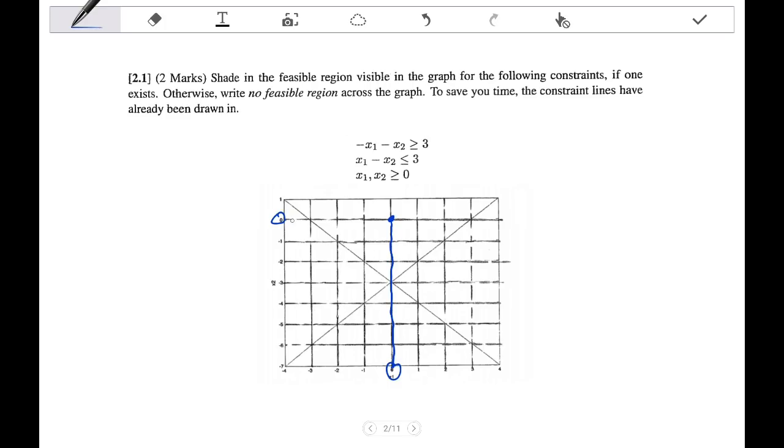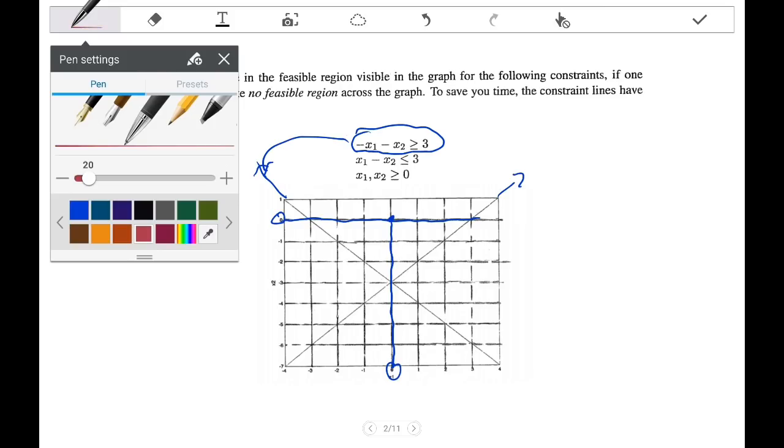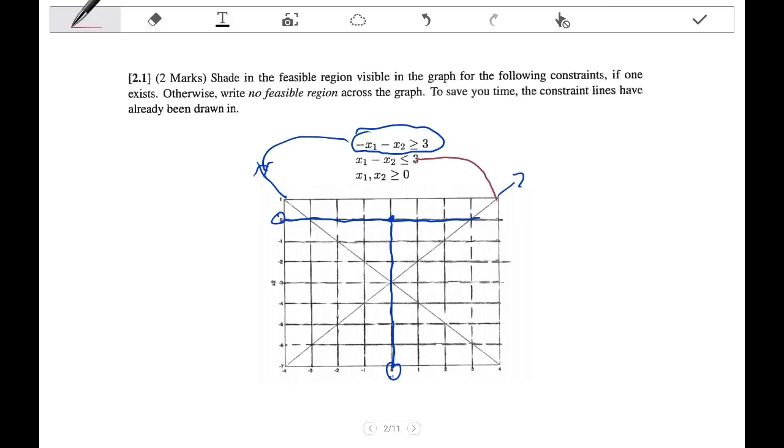Then this is the y-axis, and that's the x-axis. After identifying the x-axis and the y-axis, identify the slopes of the graphs. This one here is a positive slope, and this graph here is a negative slope. So the first constraint corresponds to this one here, and the second constraint corresponds to the other line because it has a positive gradient. Just look at x1: if x1 is positive, the gradient is positive. If x1 is negative, the gradient is negative.